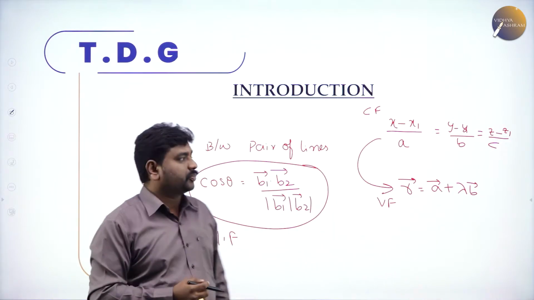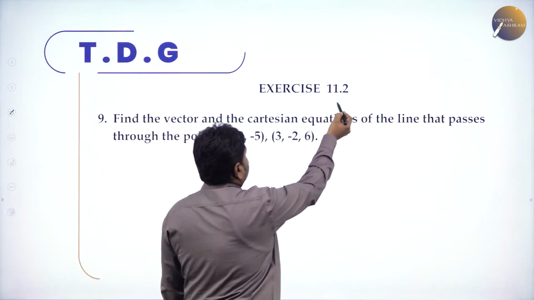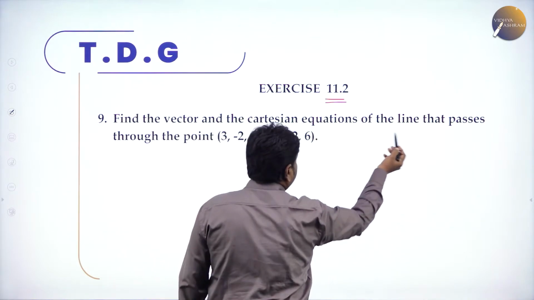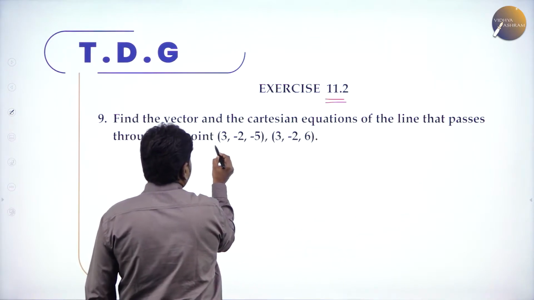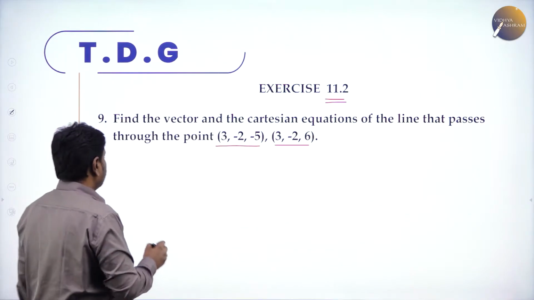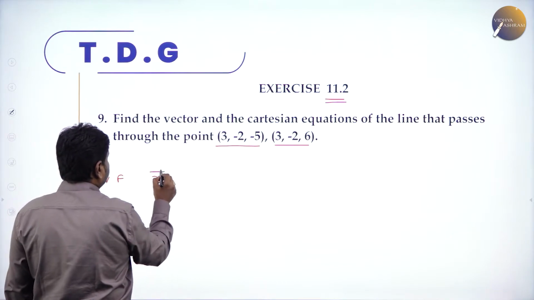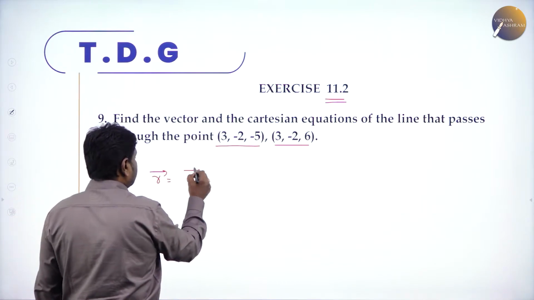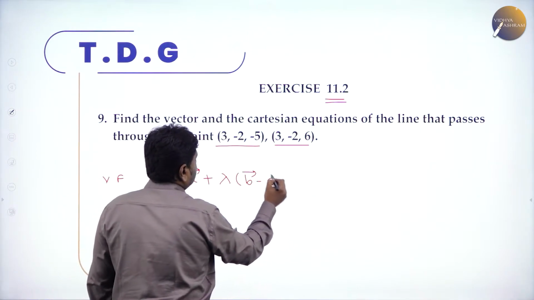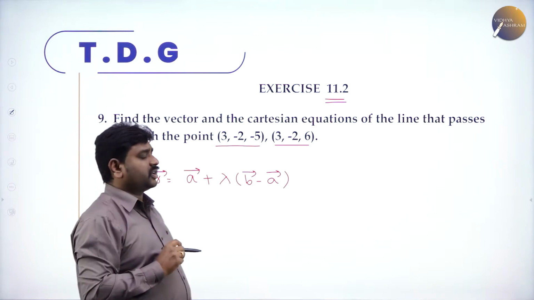Okay, now we'll go ahead with the problems. Find the vector and Cartesian equation. So now I am continuing exercise 11.2 problem. Find the vector and Cartesian equation of line passing through 2 points. Passing through the point 3 minus 2 minus 5, 3 minus 2, 6. So vector form, what is vector form? Vector form is vector R is equal to vector A plus lambda vector B minus A, where vector A is the position vector of the first point and vector B is the position vector of second point.